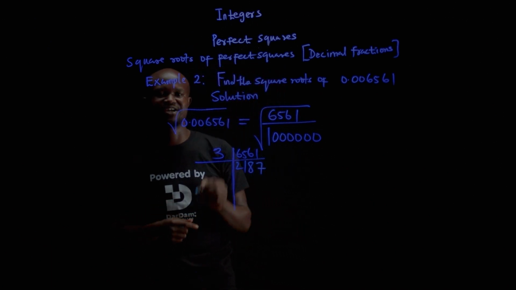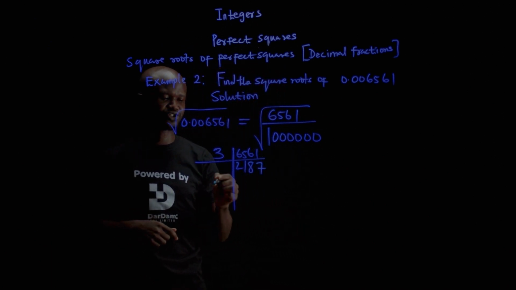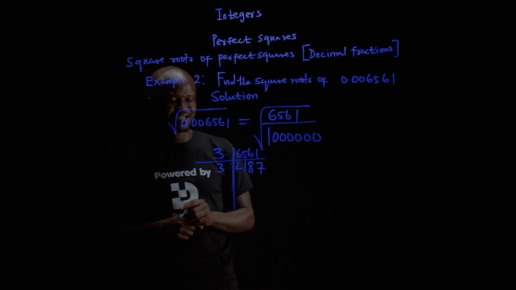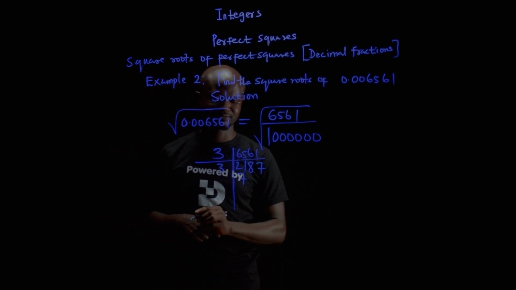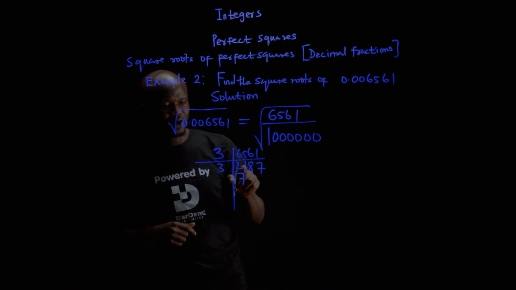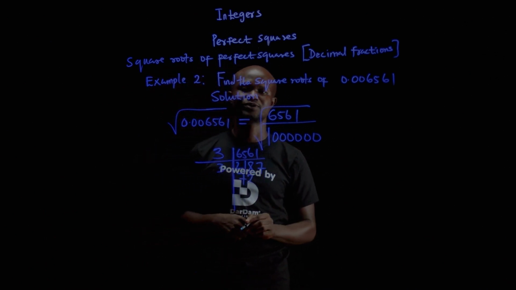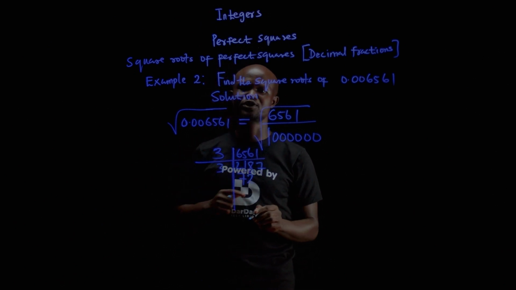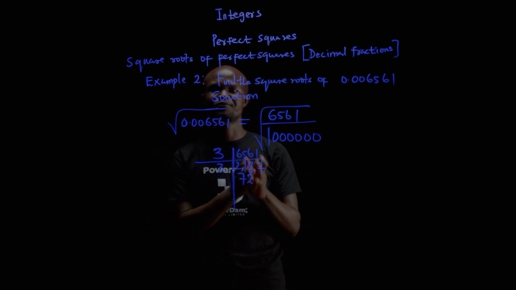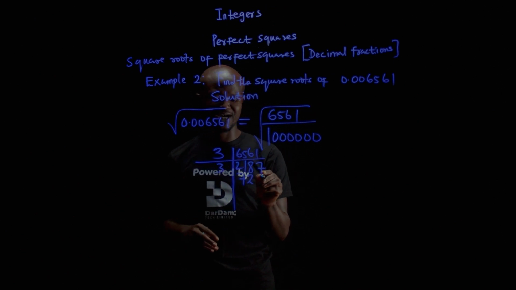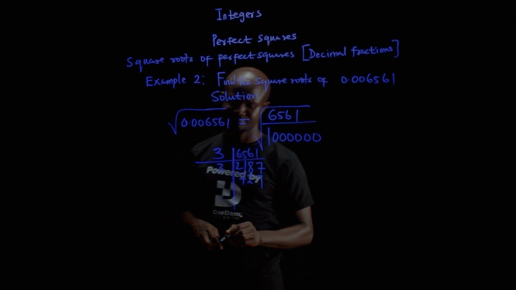Let's try 3 again. We should be able to use 3 again. Now, 21 divided by 3. What do we have? 7. Now, 8 divided by 3. What do we have? 2. Remainder 2. Put the 2 in front of 7. We have 27. 27 divided by 3. What do we have? 9.